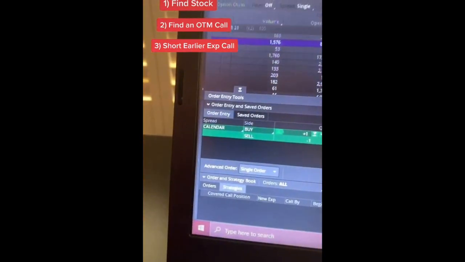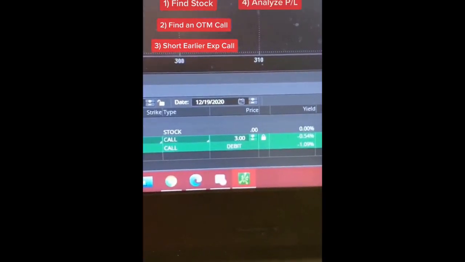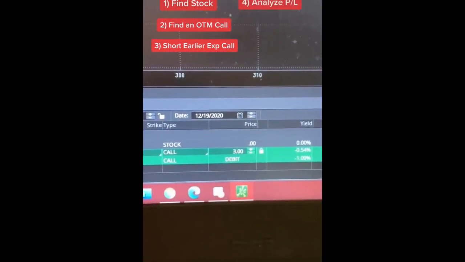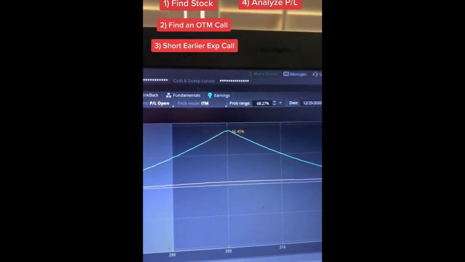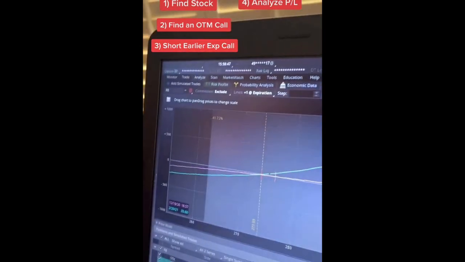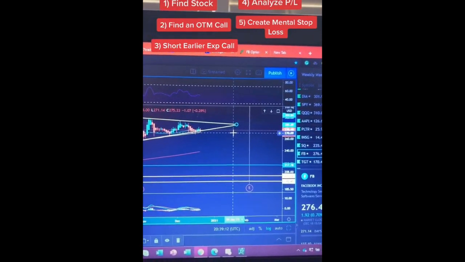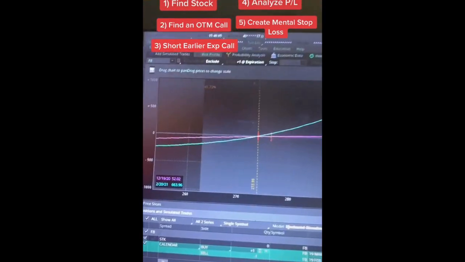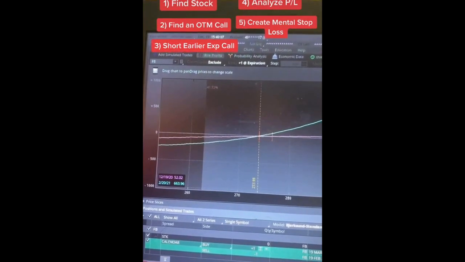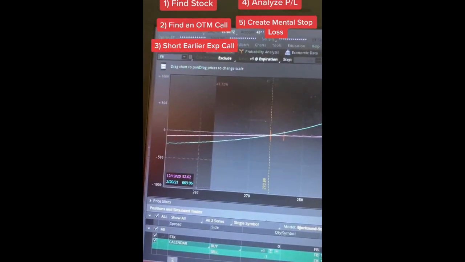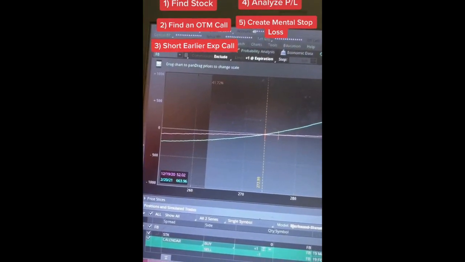You know you've done everything right so far when it says calendar. Now this is a $3 debit, which means the trade will cost me $300. Now when analyzing the trade here, you can see that my max profit is just below $1,000. Once you know your max profit, go back to your chart and create a mental stop loss. I'm going to use 270. Now go back to your P&L table and see how much you will lose if your stop loss hits. You can see here by the purple line that if it hits 270, my max loss is next to nothing.